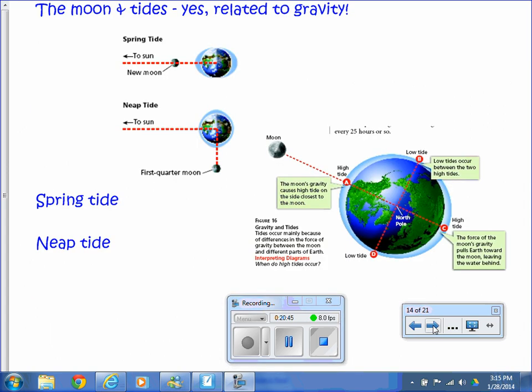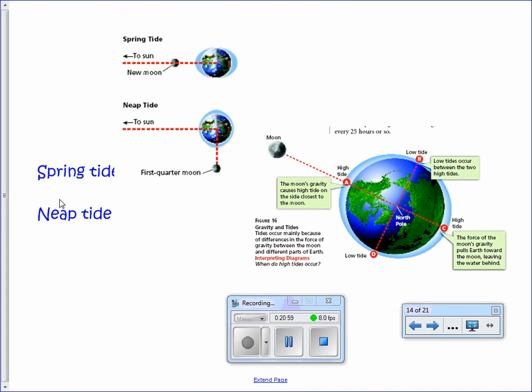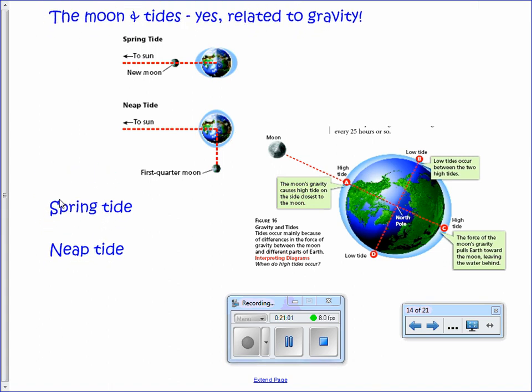Okay, the moons and tides. Again, this is a quick review. We talked about this a couple weeks ago, but I do think now that we've talked about the phases of the moon, this makes a little bit more sense. I'm not going to go over this in great detail, but do remember the spring tides and the neap tides, related to gravity. And so, of course, as you see up here, when the sun and the moon are lined up in the same direction, gravity pulls on it, and that makes the high tide.